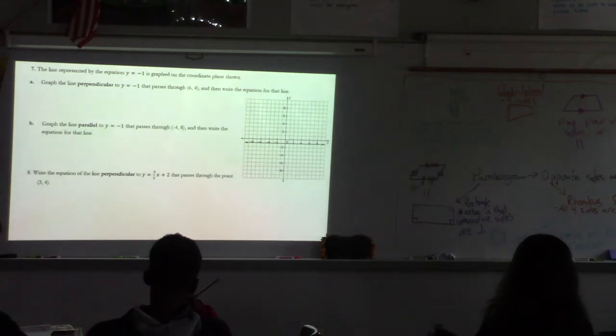Only if we already have a horizontal line, but what do we know about all pairs of parallel lines ever? They have the same slope. They have the same slope because they are translations.